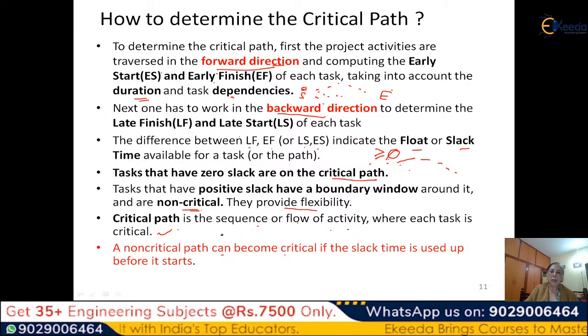So if you have a set of non-critical tasks, A, B, C, D, E, and there are a lot of slacks here. But suppose you delay this task or you lengthen this task, or you give less resources. What has happened? The slack is used up. Once the slack is used up, if you determine the early start and early finish again, you will find that B, C, D, E have become critical. So that is how you have to use the slack time very intelligently, so that each task can be completed within the required time.